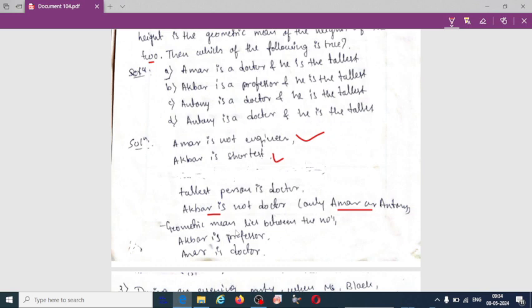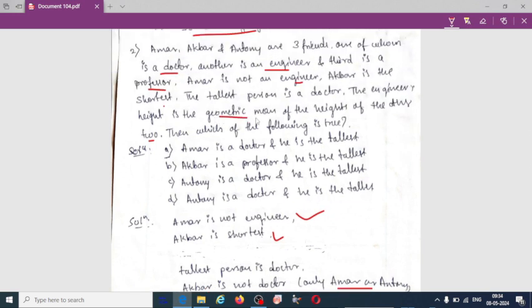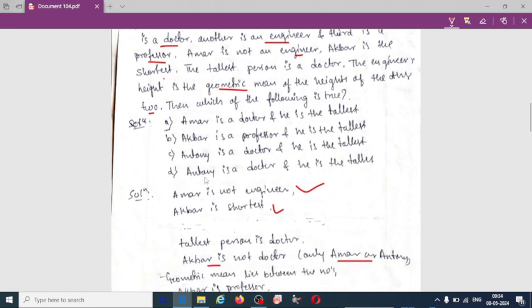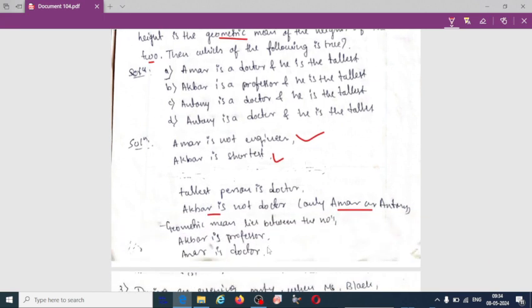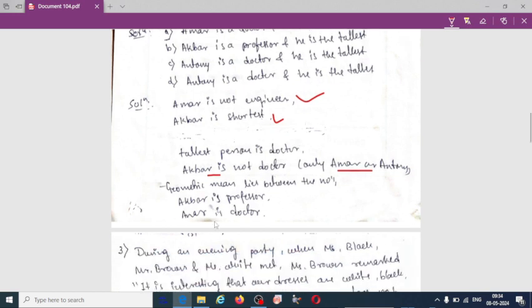One more statement they have given: the engineer's height is the geometric mean of the heights of the other two. The geometric mean always lies between the two numbers. It is the middle value. So Akbar is shortest, Amar is tallest, then the engineer's height must be the geometric mean, the middle. So Akbar is definitely the professor, and since Akbar is the professor he cannot be tallest. So this option you can weed out, option B.